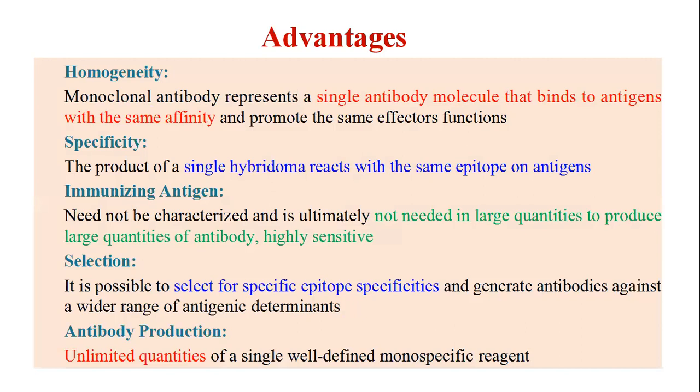Now, what are the advantages of application of monoclonal antibody? The advantages are homogeneity. It's a single antibody molecule that binds to antigens with the same affinity and promotes the same effector function. Next is specificity, meaning a single hybridoma reacts with the same epitope of an antigen. Then the immunizing antigen need not be characterized, and it is not needed in large quantities to produce large quantities of antibodies. Highly sensitive. Then selection: select for specific epitope specificities and generate antibodies against a wide range of antigenic determinants. Next is antibody production: unlimited quantities of a single well-defined monospecific reagent can be produced.